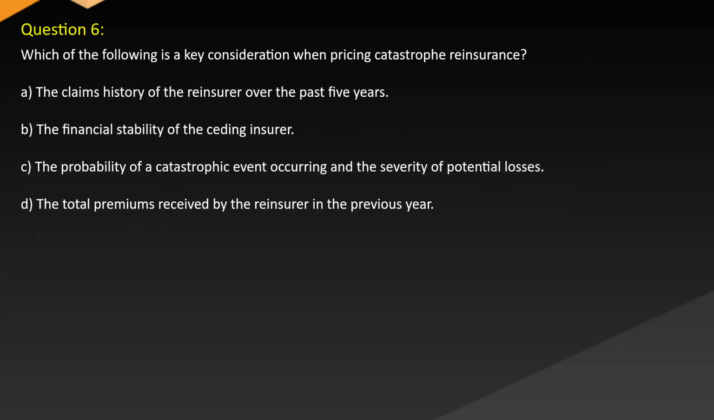Question 6. Which of the following is a key consideration when pricing catastrophe reinsurance? A. The claims history of the reinsurer over the past 5 years. B. The financial stability of the ceding insurer. C. The probability of a catastrophic event occurring and the severity of potential losses. D. The total premiums received by the reinsurer in the previous year.